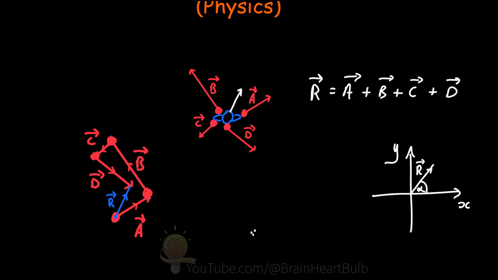So for example, if I take vector A, it's pointing in this direction. Say this angle here is 40 degrees, and its magnitude is 30 newtons. We can break up this vector into its x component, which is equal to 30 cosine 40 degrees, and also its y component, so this component here, which is 30 sine 40.